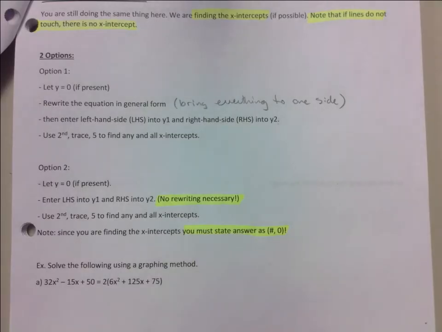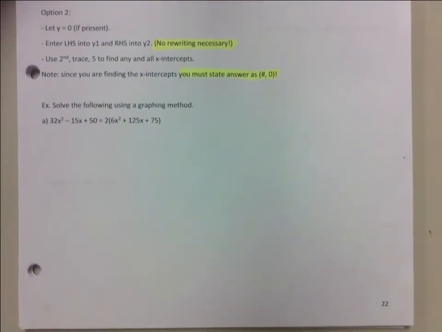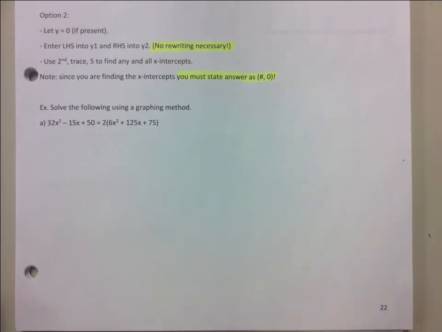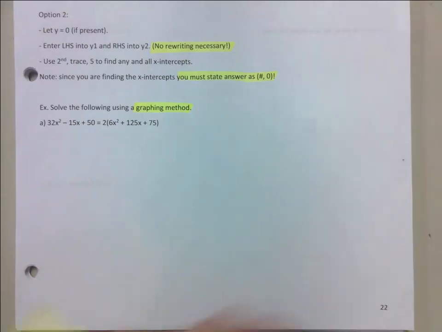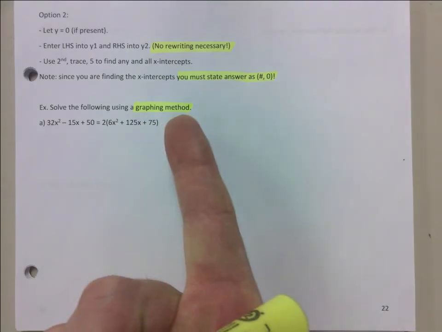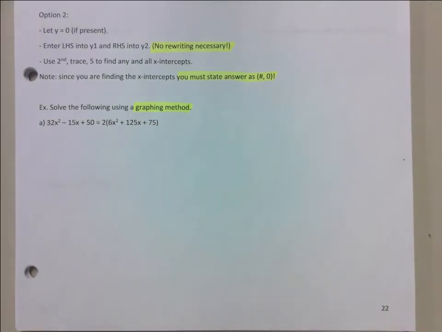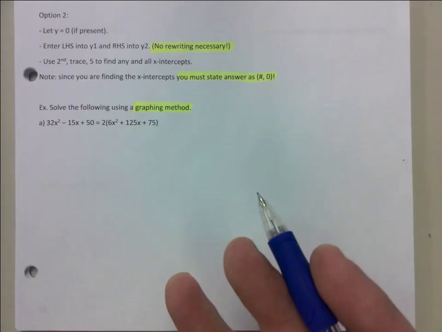So here we go. I'm going to do option 1 and option 2 side by side. Follow me here. Solve the following using a, what does it say? A graphing method. If I told you to solve the following using a quadratic formula, you use a quadratic formula. If I say graphing method, page 22, use graphing method, which we're about to do here.